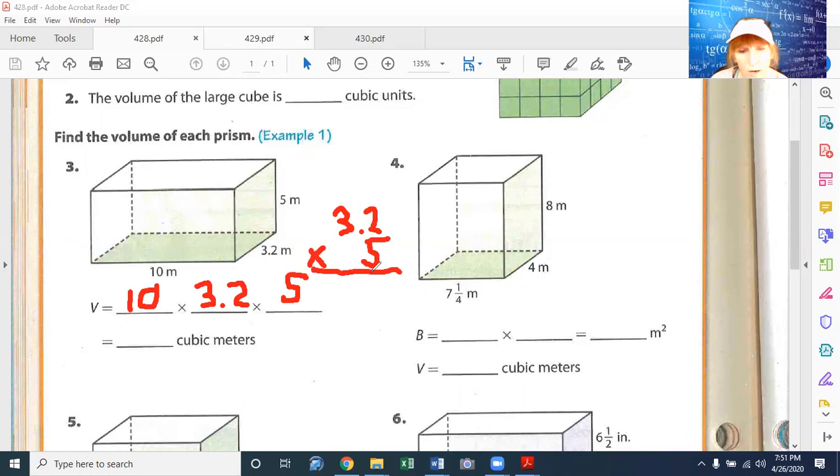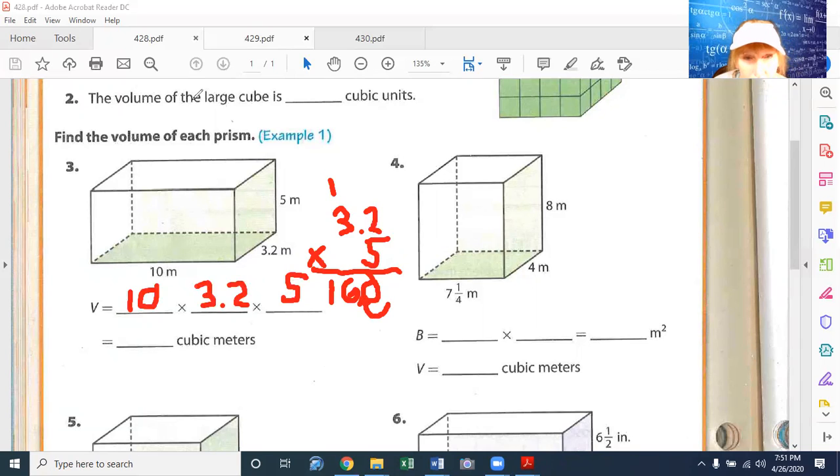So 2 times 5 is 10. Down the 0, carry the 1. 3 times 5 is 15, plus 1 more is 16. How many numbers do we have after a decimal? Between the two numbers, we have 1 number after the decimal, so we have to jump 1 spot and put our decimal right there. So the answer then, well, we're not done yet.